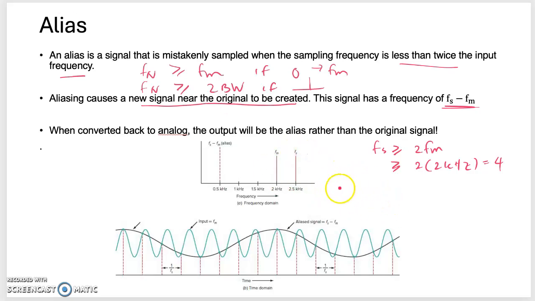So what happens is the aliasing will happen, and this will happen in two ways: FM plus Fs as well as FM minus Fs. So this will give us a value of 4.5, and this will give us a value of 0.5 kilohertz. Now the 0.5 kilohertz is going to be situated in the first Nyquist zone. So this is what's going to be translated as the signal when it's converted back to analog.